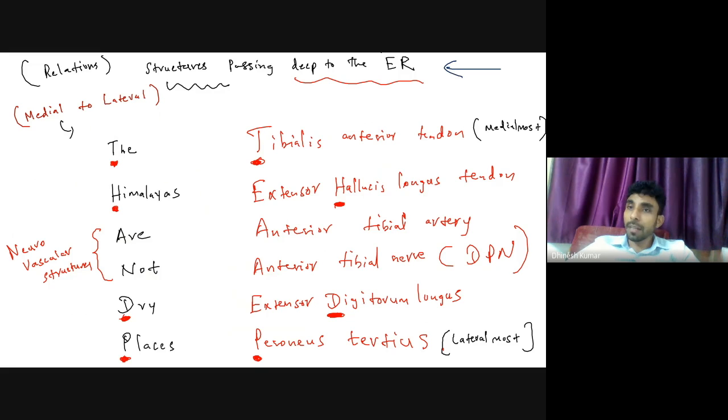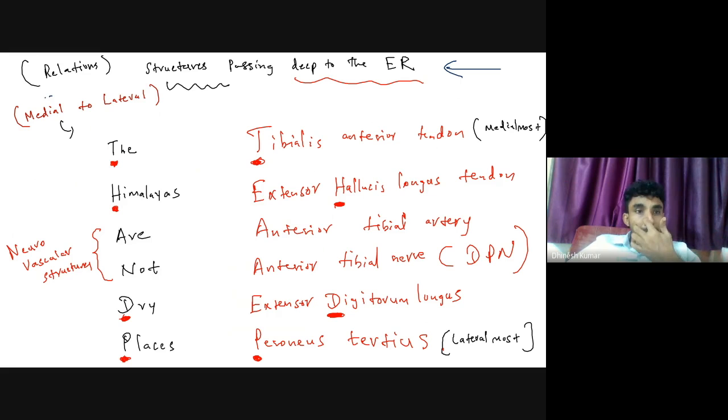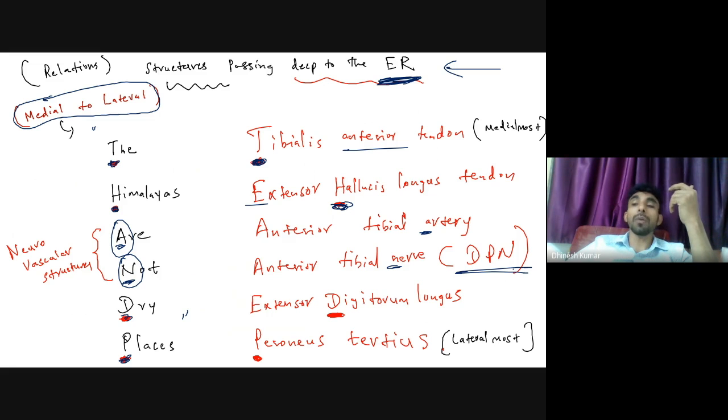Otherwise, structures passing deep to the extensor retinaculum of ankle joint. Here also, if you remember in order from medial to lateral, the mnemonic is: The Himalayas are not dry places. T is representing tibialis anterior tendon. Then Himalayas, hallucis longus, we are talking about extensor, isn't it? So extensor hallucis longus, then artery and the nerve of this compartment, anterior tibial artery and anterior tibial nerve. Anterior tibial nerve is also called as deep peroneal nerve.